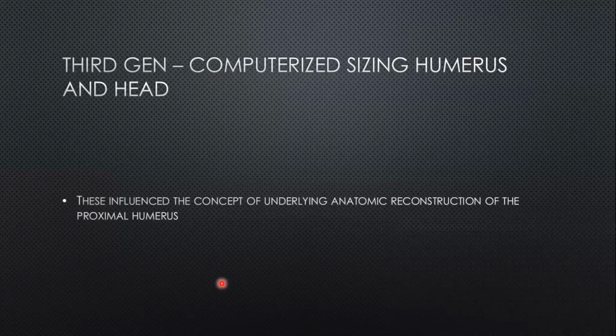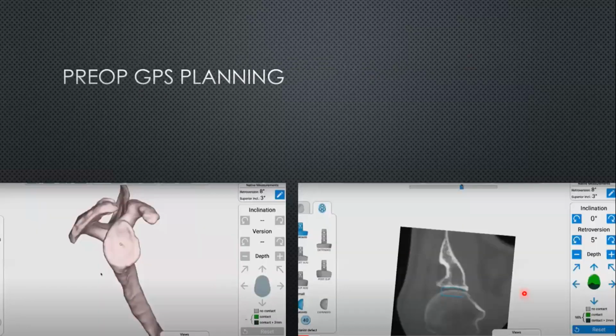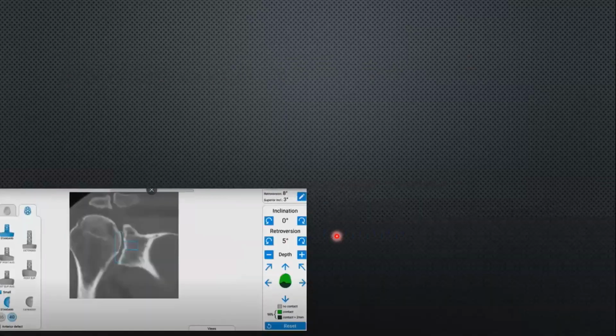Then came the third generation. These are the computerized sizing of the humerus and the head. They were so useful because of the computer data that were available to us that they influenced the concept of underlying anatomic reconstruction of the proximal humerus. So this is what it looks like. You can actually template the shoulder and the humeral component. I'll be going into this in detail towards the end of the presentation when I'm talking about the recent advances.